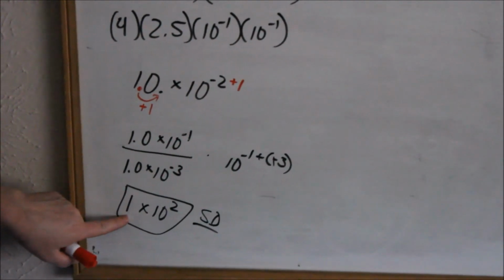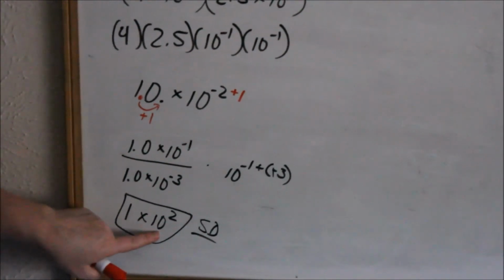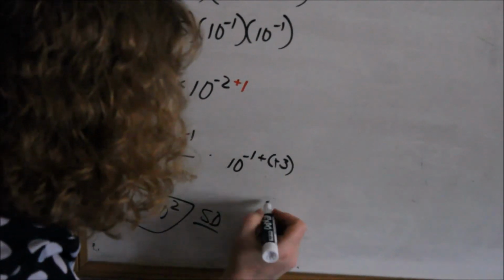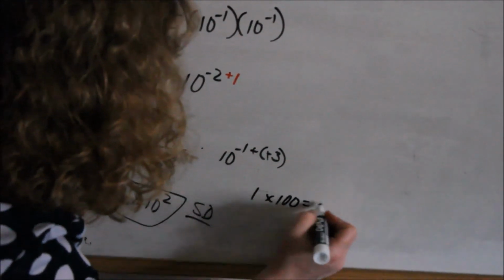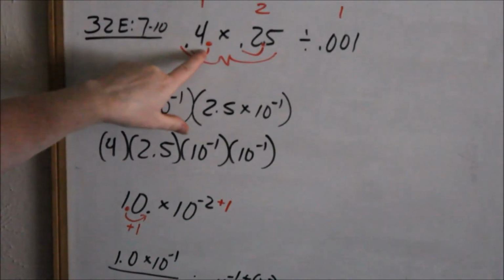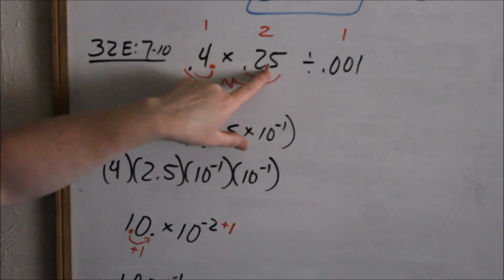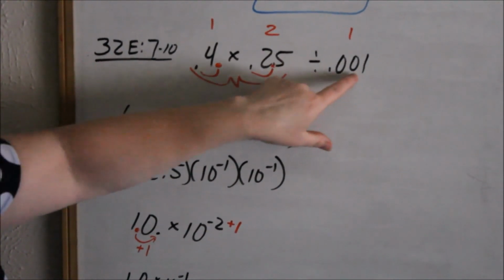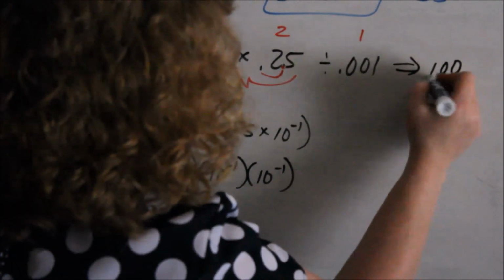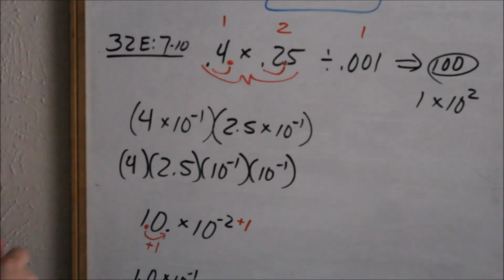Okay, what I want to show you about this, 1 times 10 squared. What is 10 squared? 10 squared is 100. 1 times 100 is 100. So 1 times 10 squared is 1 times 100, which does equal 100. If you go back to the original problem and you did this in your calculator the way it is right now, if you said 0.4 times 0.25, got an answer for that, then divided it by 0.001, you will get the answer of 100. So I'm just showing you how these really do work with scientific notation.